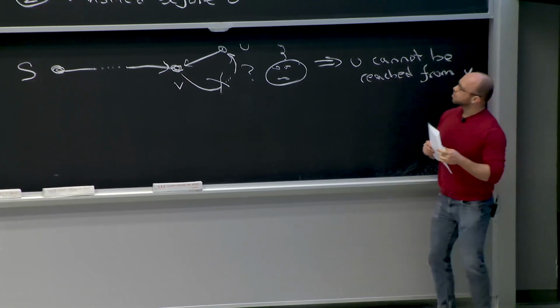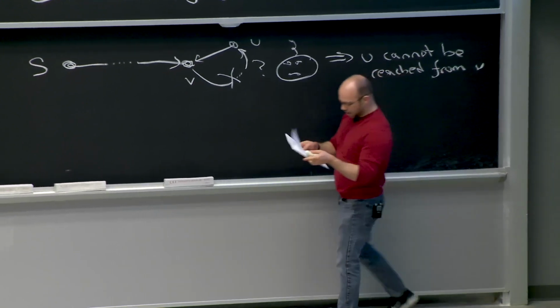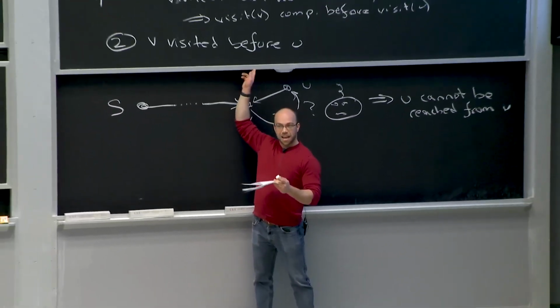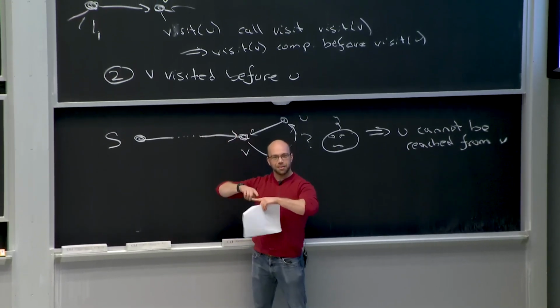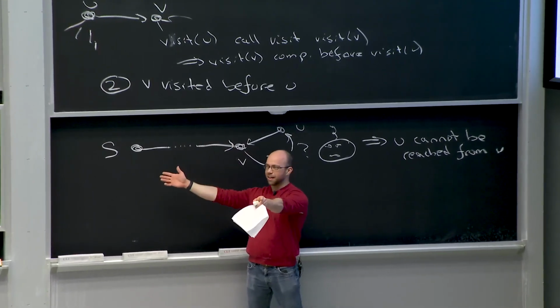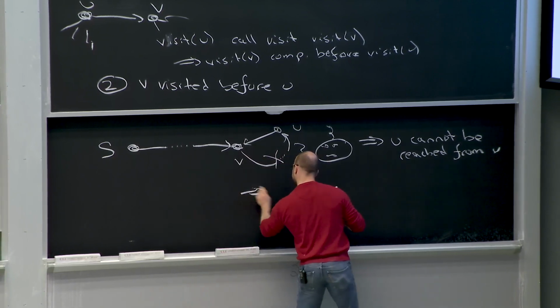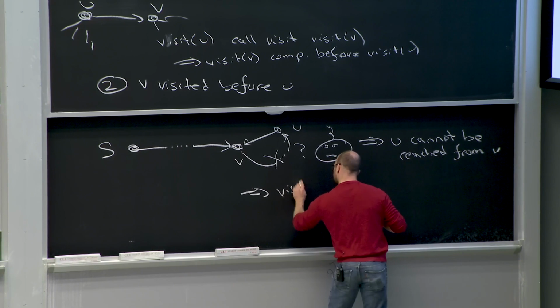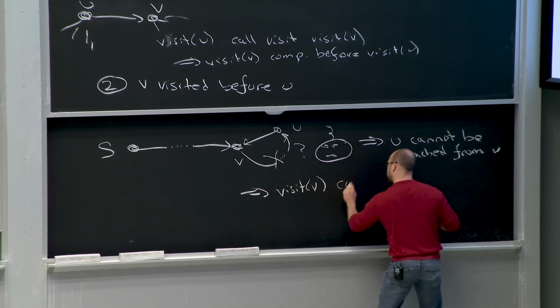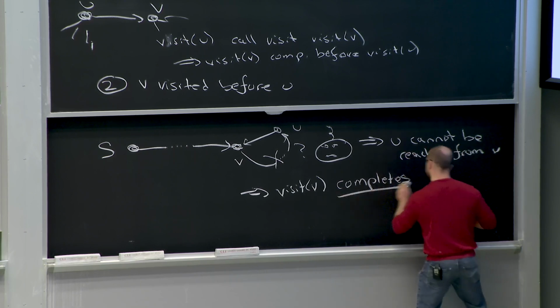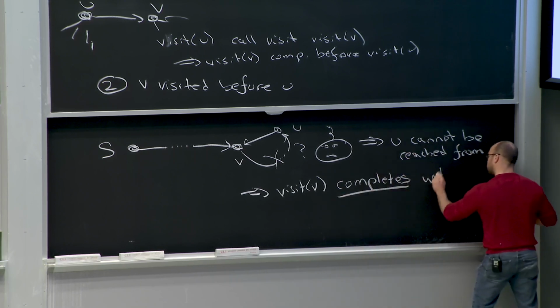So what does that mean? Well, it means that the visit to V is going to complete and never see U, because remember that the visit to V only ever calls things that are descendants of V. So in other words, visit of V completes without seeing U.